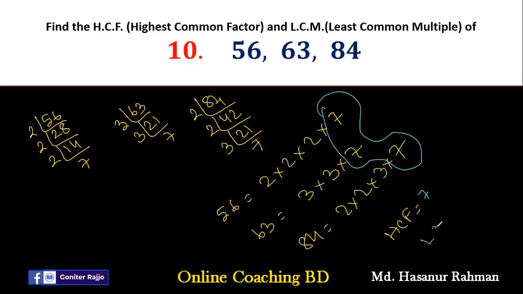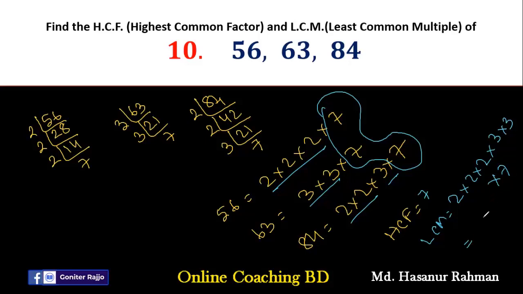And now we have to find out the LCM. LCM means we have to take the maximum factors. If you look at 2, there are three 2s and two 2s. So we have to take the maximum 2s. Now, if you look at 3, there are one 3 and two 3s. So we can take two 3s, multiplied by 7. If you multiply all the numbers, you will get our final answer, and that will be 504.